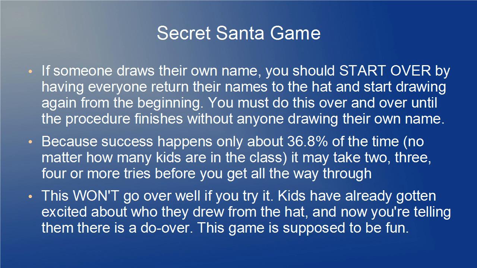Now, in order to achieve these beautifully fair results, if someone draws their own name, you should start over by having everyone return their names to the hat and start drawing again from the beginning. You must do this over and over until the procedure finishes without anyone drawing their own name. Because success happens only around 37% of the time, no matter how many kids are in the class, it could take 2, 3, 4 more tries before you get all the way through.